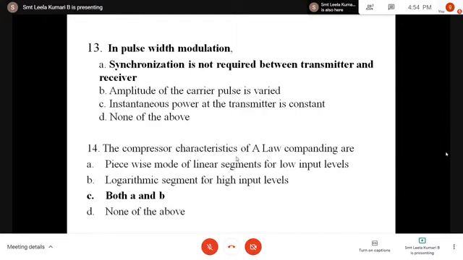The compressor characteristics of A-law companding are piecewise linear segments for low input levels, logarithmic segment for high input levels, both A and B, none of them. So we have seen the characteristics of A-law companding. So piecewise linear segments for low input levels is correct, and also logarithmic segment for high input levels. This is also correct. So both A and B, that is option C, is correct.